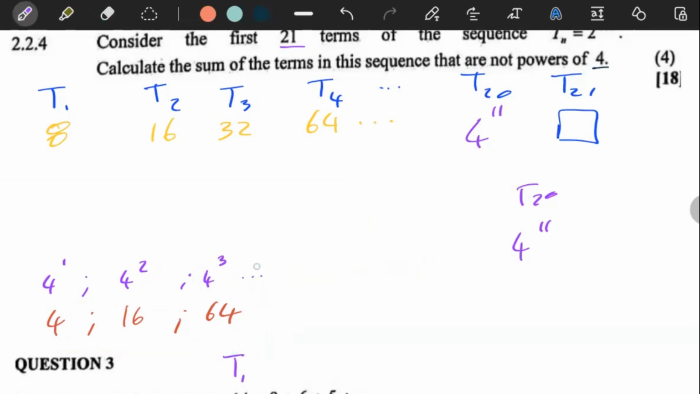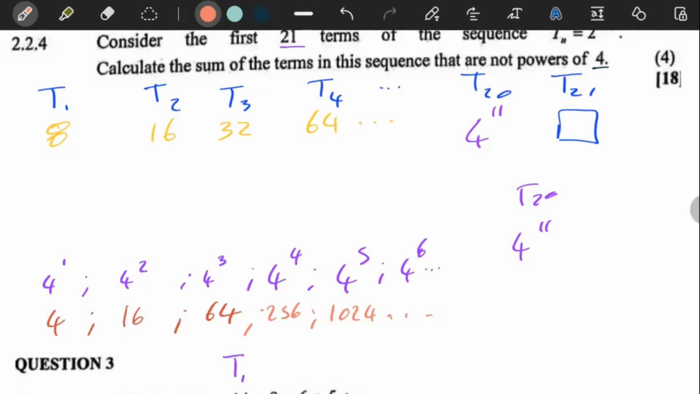Okay, so let's see a few more, right? 4 to the power of 4, and then you have 4 to the power 5, 4 to the power 6, going onwards. 4 to the power 4, that's 256. 4 to the power 5, that's like 1024. Going on and on and on, right?